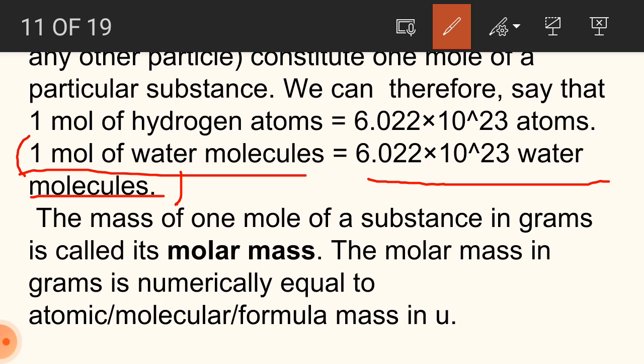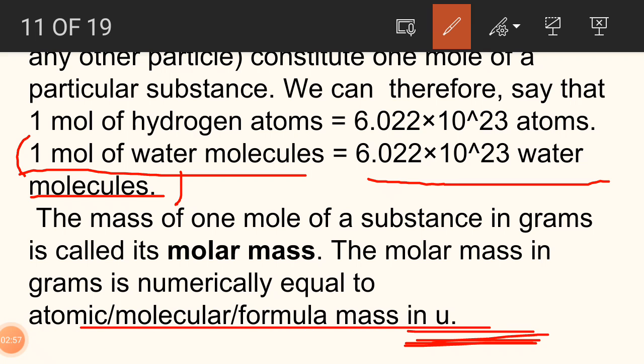Now let's learn about the molar mass. The mass of 1 mole of a substance in grams is called the molar mass. So if the mass of 1 mole of a substance is written in grams, then it can be called the molar mass. And this molar mass is equal to the atomic, molecular or formula mass in u. Here u is unified mass, as we have already discussed earlier.